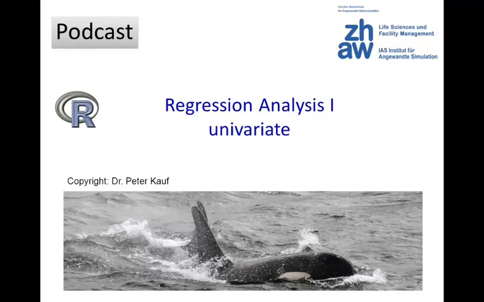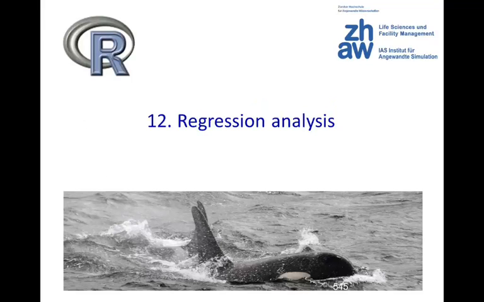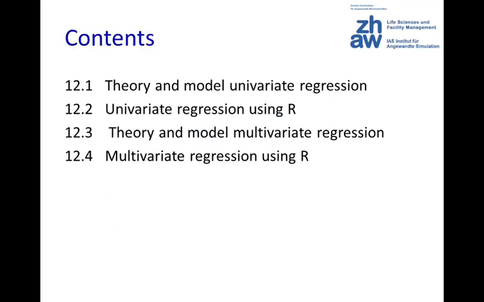This podcast is about regression analysis, first about the univariate case. This podcast corresponds to Handouts Chapter 12. We will be dealing with some theory and model for the univariate regression case, and then we will see how we do univariate regression using R. A next podcast will be devoted to theory and model of multivariate regression and the corresponding part in R.